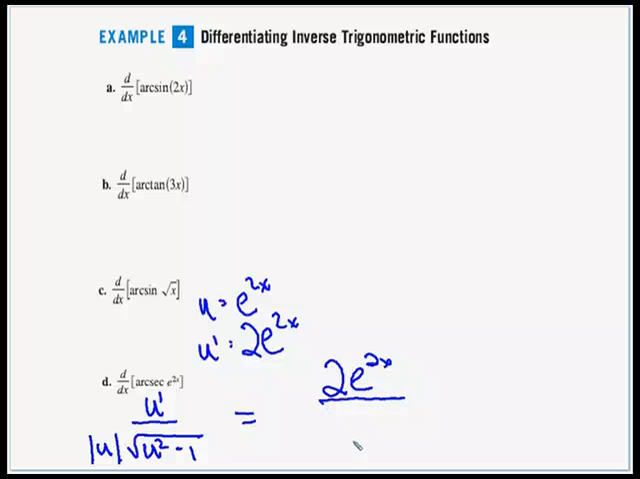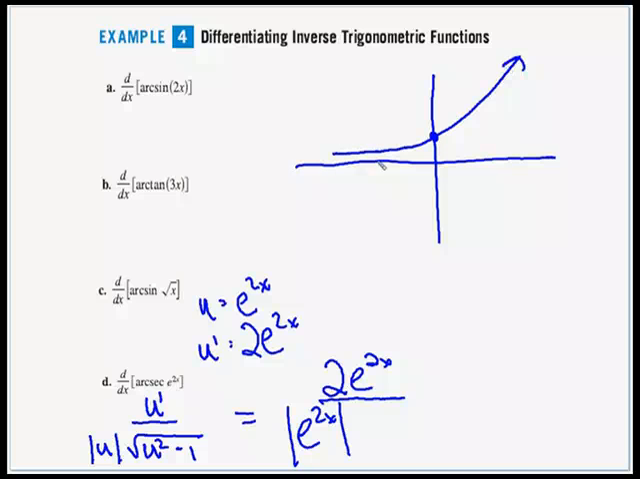And all over, down here we have the absolute value of u, or the absolute value of e to the 2x. Are the absolute value bars necessary? Remember the exponential, all exponentials cross at 0, 1 and go up. Does it ever go below the x-axis? Are the y values ever negative for an exponential? No. So the absolute value bars, if you did leave them there, I wouldn't mark it wrong, of course, but they're unnecessary because of the nature of that exponential function.